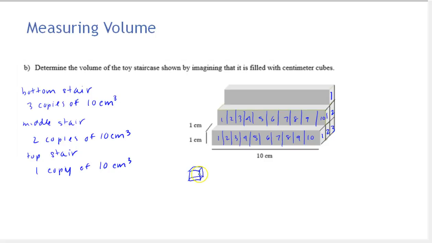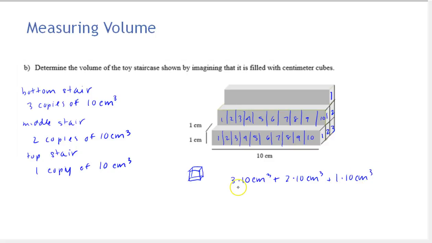There are little cubes. Each length is a centimeter. This length, this length, this length, even though it doesn't look like it in my picture. Okay, and this is how many we have in total. So the bottom stair is 3 10 centimeters cubed, plus the middle stair, which is 2 copies of 10 centimeter cubed, plus the top stair, which is just 1.